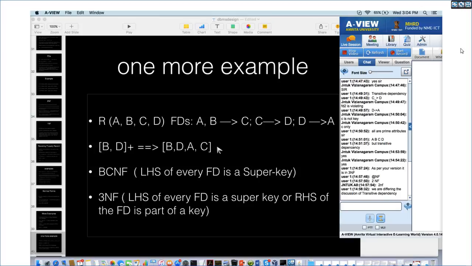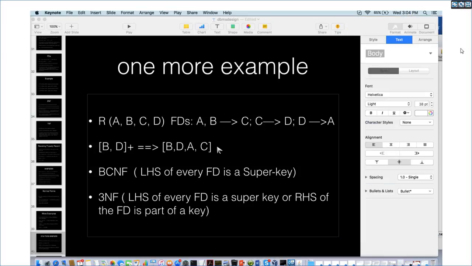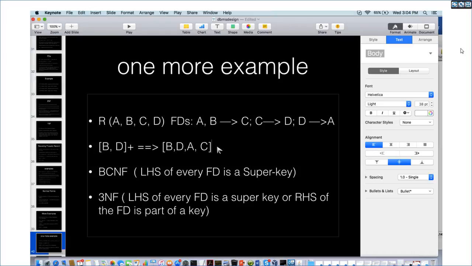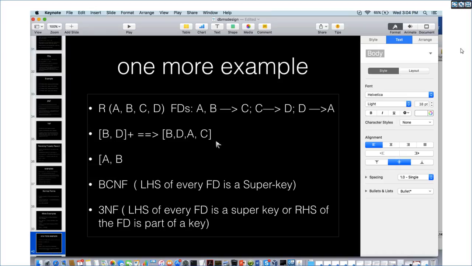If the keys are already given here, what are the keys for this relationship? We know that AB is the key for this relationship, and BD is the other key. If I had a board, it would have become easier. BD is also a key because we are taking B and D. And then what are the other keys that we have? We have also got BC as a key.